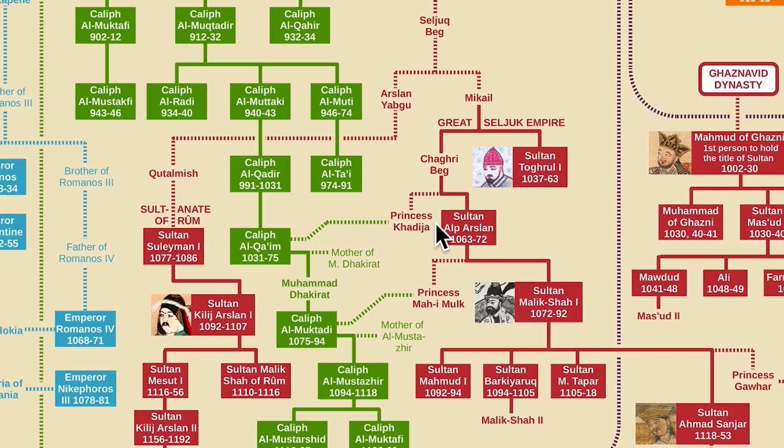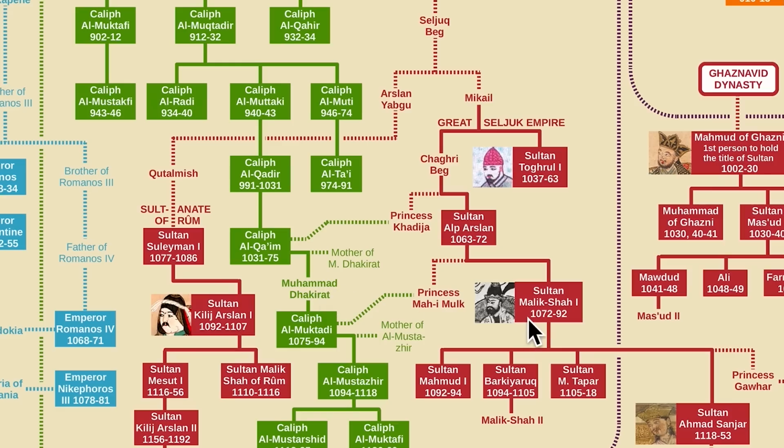I should also point out these two marriages here between Seljuk princesses and caliphs. They demonstrate that there was a delicate balance between the power of the sultans and the power of the caliphs, and that marriages were seen as a way to strengthen the ties between the two.